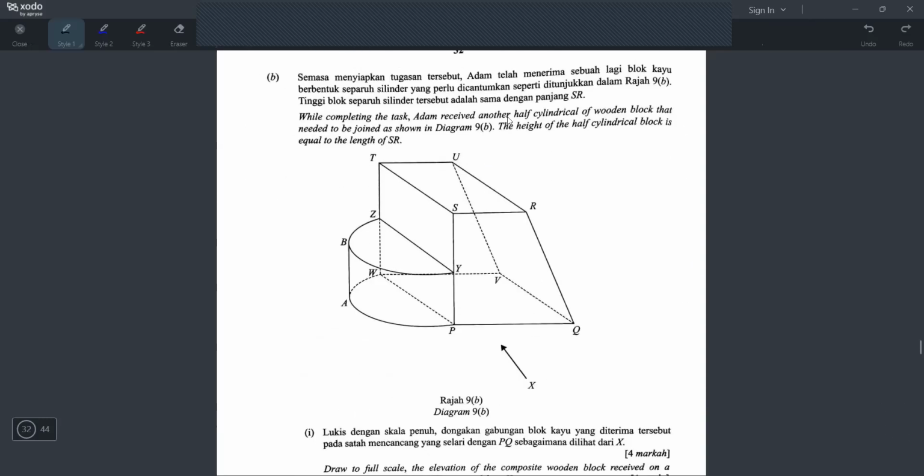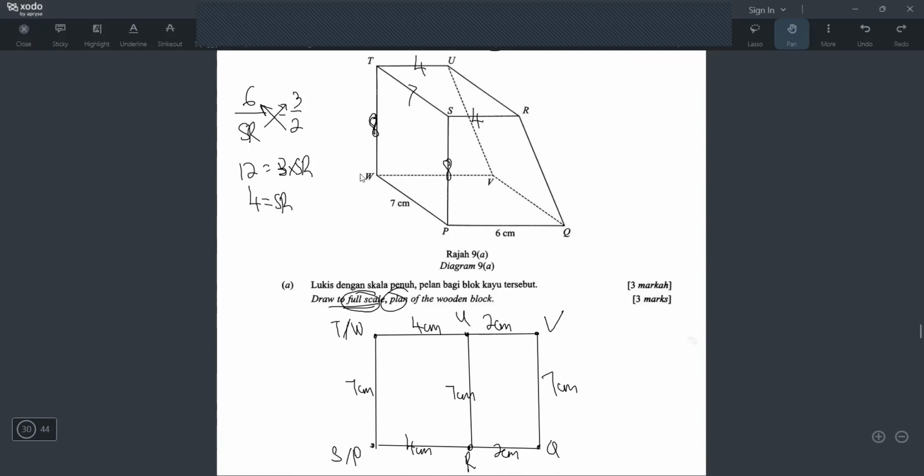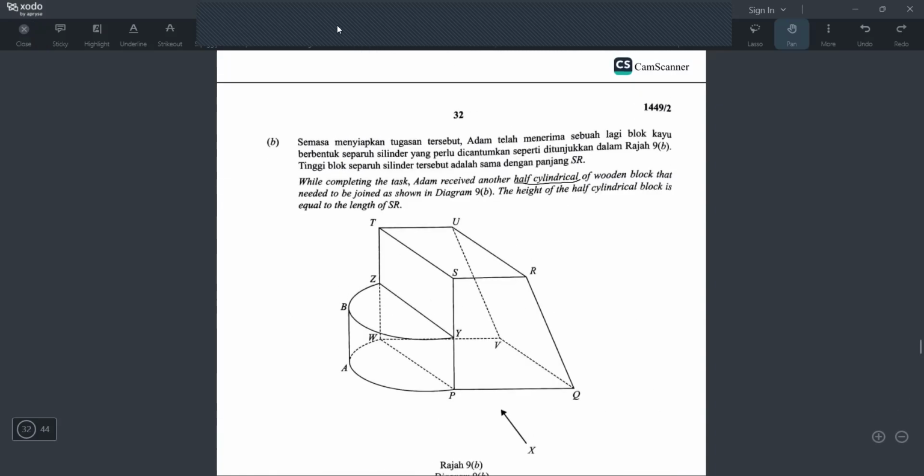While completing the task, Adam received another half cylinder of wooden block that needed to be joined as shown in diagram 9B. So it's a half cylinder. Now it says the height of the half cylinder is equal to the length of SR. Let's transfer the length inside there. This should be 7 as well, but here is 8. But since they say the height of the half cylinder, which is this one, is equal to SR, it means SR is 4. So this must be 4 also, because they are equal.